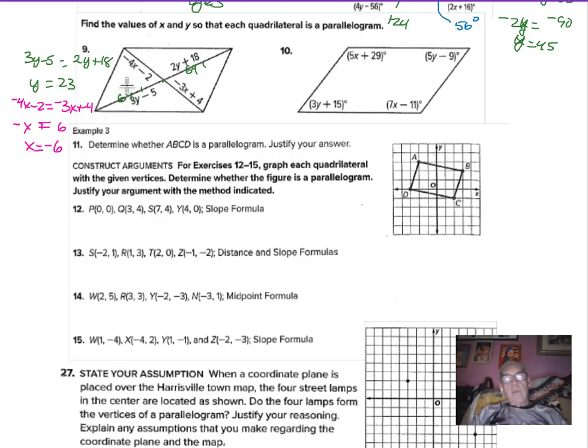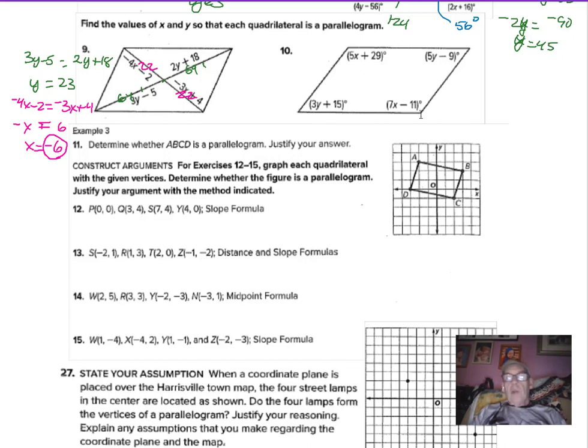Now if x is negative 6, negative 4 times negative 6 is 24. 24 take away 2 is 22. And negative 3 times negative 6 is 18. 18 plus 4 also is 22. So even though x is negative, which is kind of unexpected, it works out and we get congruent segments. Let's look at number 10.